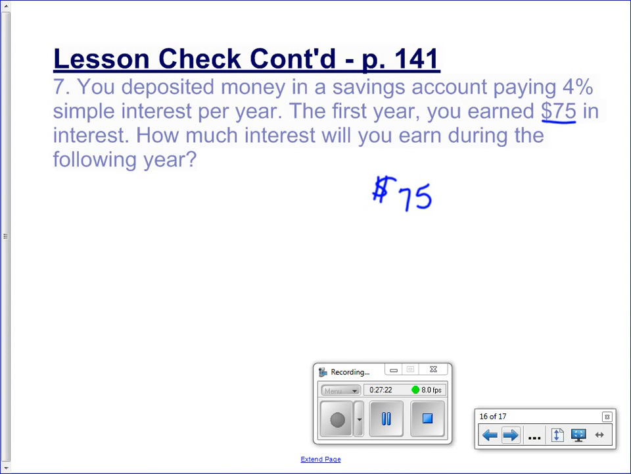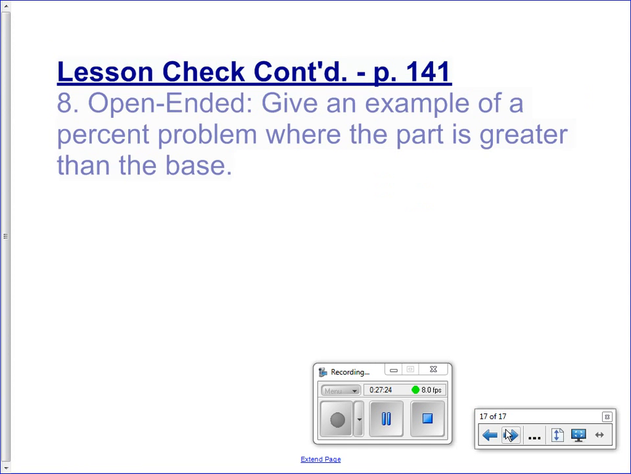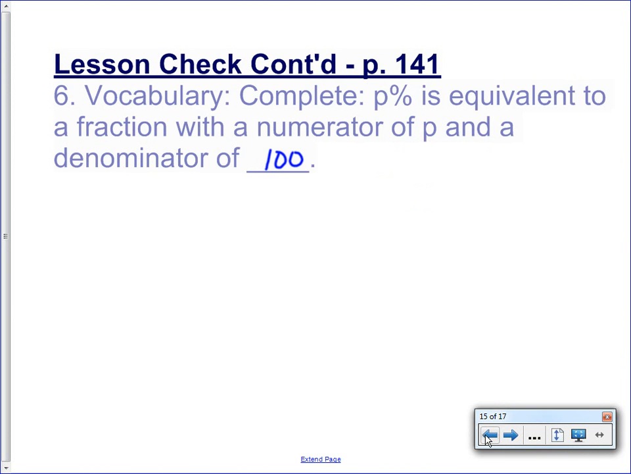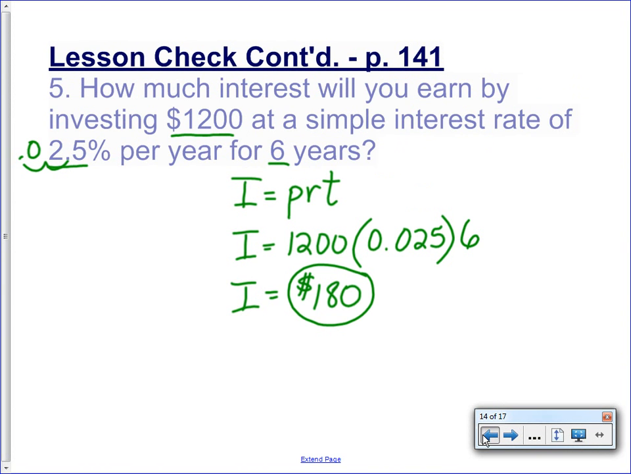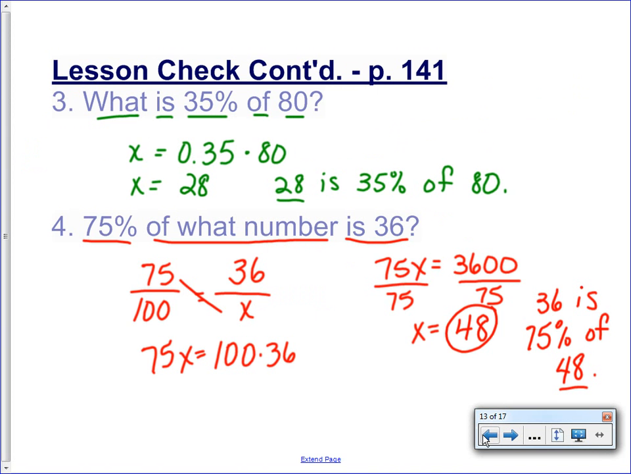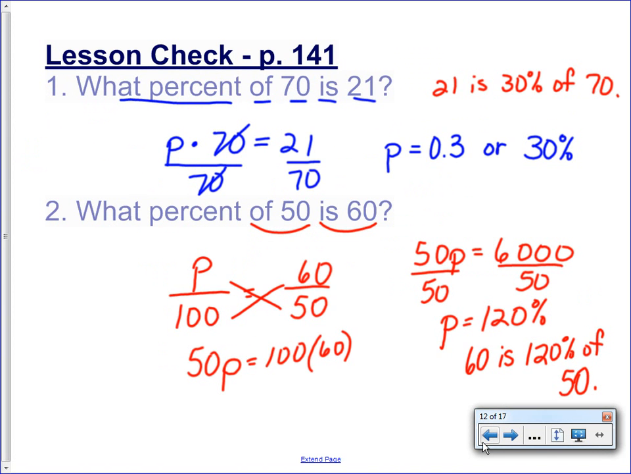All right, if you have any questions, please ask. We do have one more problem, and I'm not going to do it. It is very similar. It says, give an example of a percent problem where the part is greater than the base. And we did one. Let me find it. Number 2, because 60 is the part, and it's bigger than the base of 50. All right?